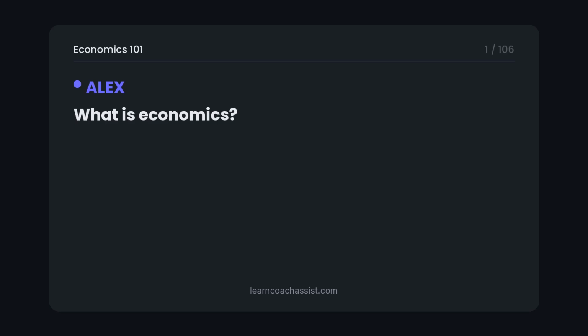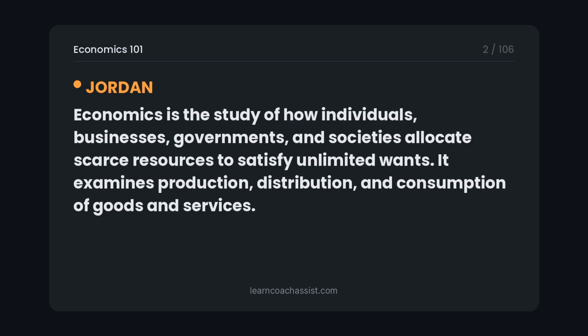What is economics? Economics is the study of how individuals, businesses, governments, and societies allocate scarce resources to satisfy unlimited wants. It examines production, distribution, and consumption of goods and services.